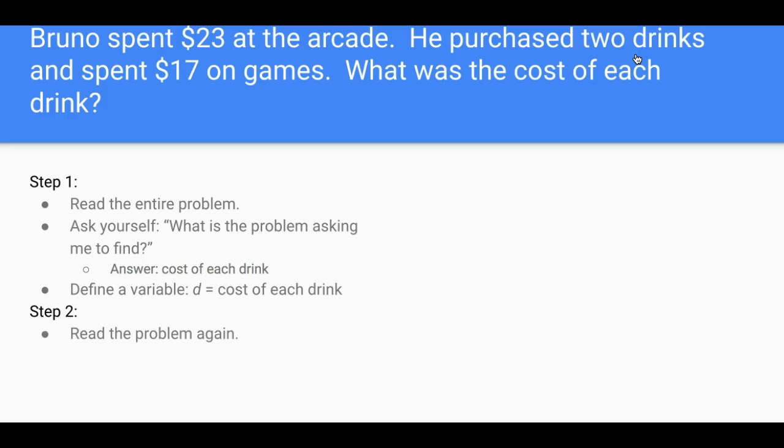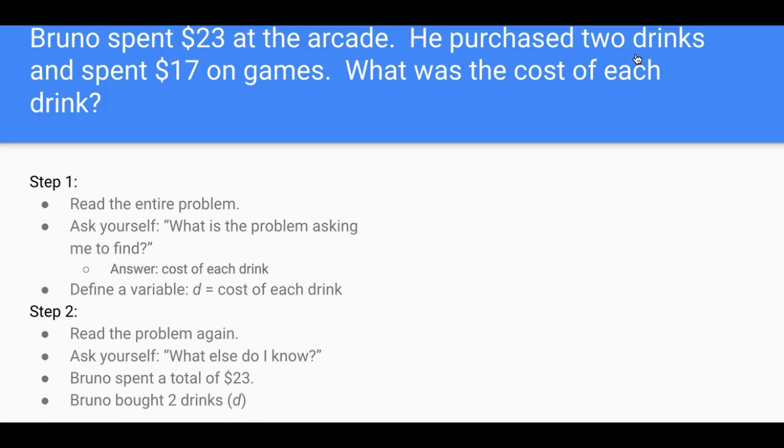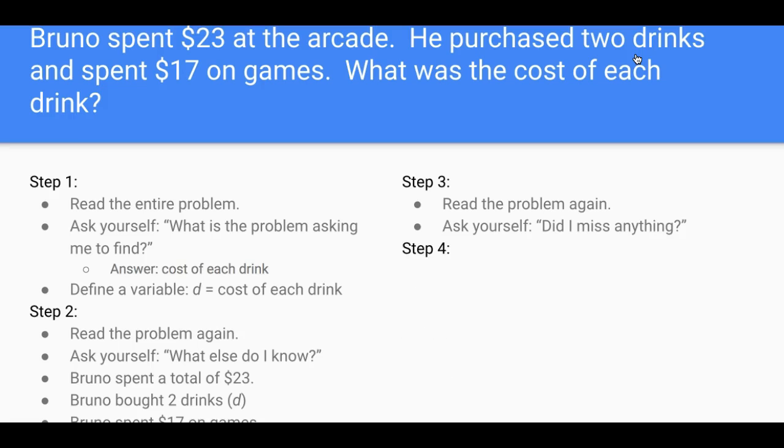So let's read the problem again. Ask yourself, what do you know? You know he spent a total of $23. That's what it's going to be equal to, and he bought 2 drinks. And he spent $17 on games. Read the problem again. Ask yourself, did you miss anything? And I'm going through these steps kind of fast. Take your time, go through them, make sure you understand them.